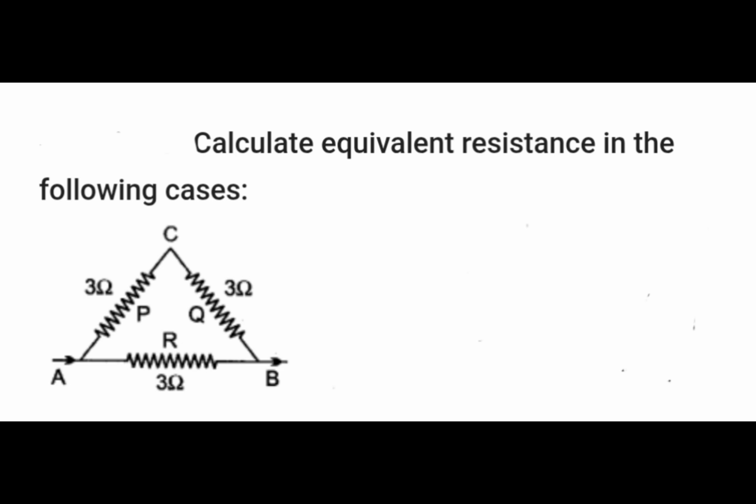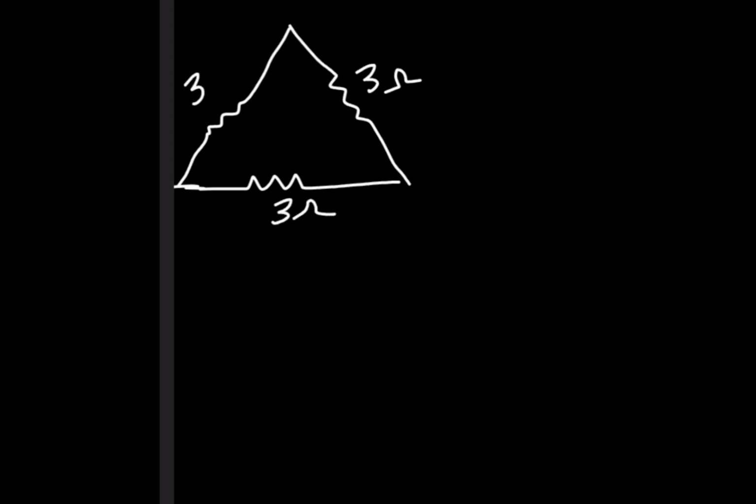Okay, let us move on to the next question. Calculate the equivalent resistance in the circuit. In this case, there are 3 resistors and each resistor has the same resistance of 3 ohm. So let me draw the circuit once. Okay, here are 3 resistors. Each resistor has the same resistance of 3 ohm.